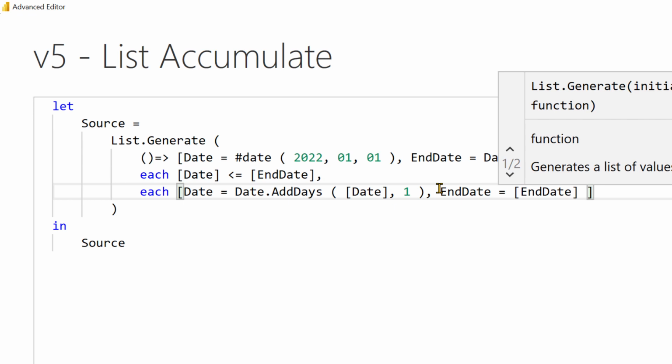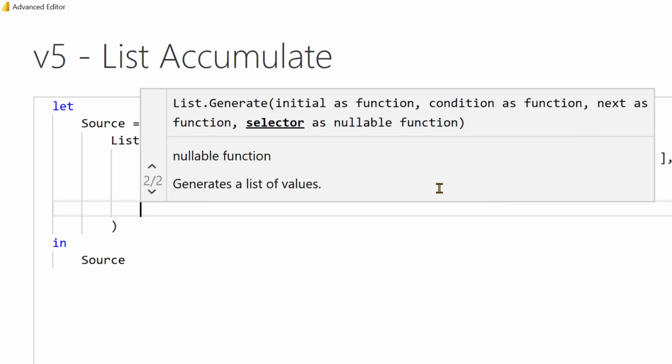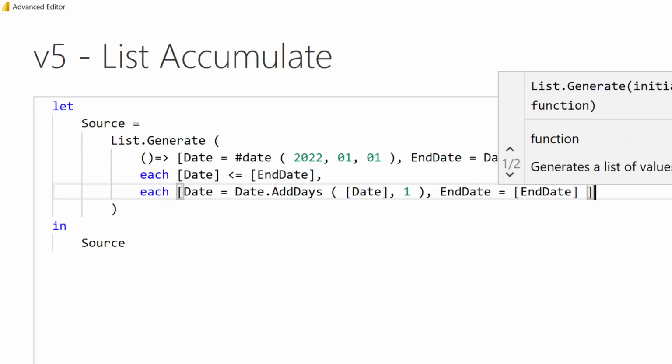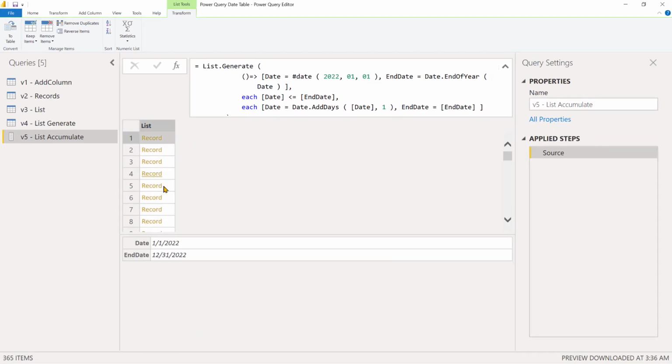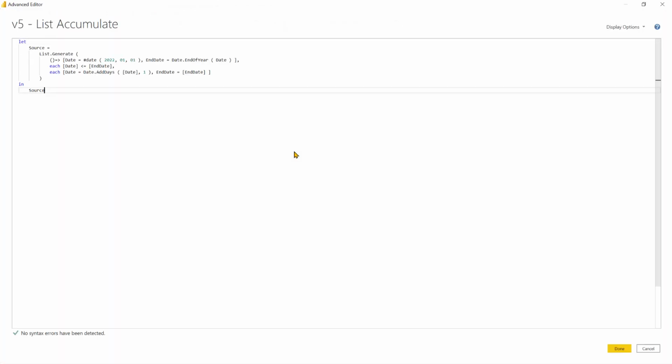And if I close that record in the next line, and before returning anything, we can click on done. So we can see that we have generated our list of records. We get the date column as well as end date. For the date, we are showing the 1st of January. For the end date, the last date of the year. In the next record, we are showing the 2nd of January, whereas the end date is constant. So if I scroll down, you can see that here we are returning 27th of May, whereas the end date is still constant. So what we can do is go back to the advanced editor.